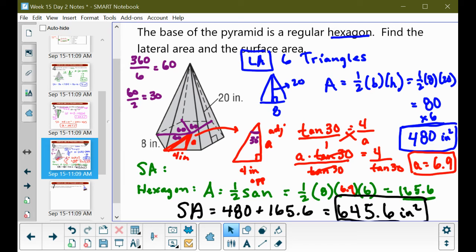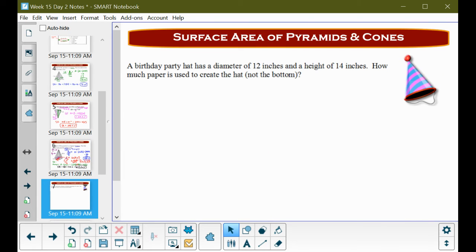All right, let's try one more. A birthday party hat has a diameter of 12 inches and a height of 14 inches. How much paper is used to create the hat? So we're not including the bottom here. I will give you a second to pause this one and set it up in your notes.